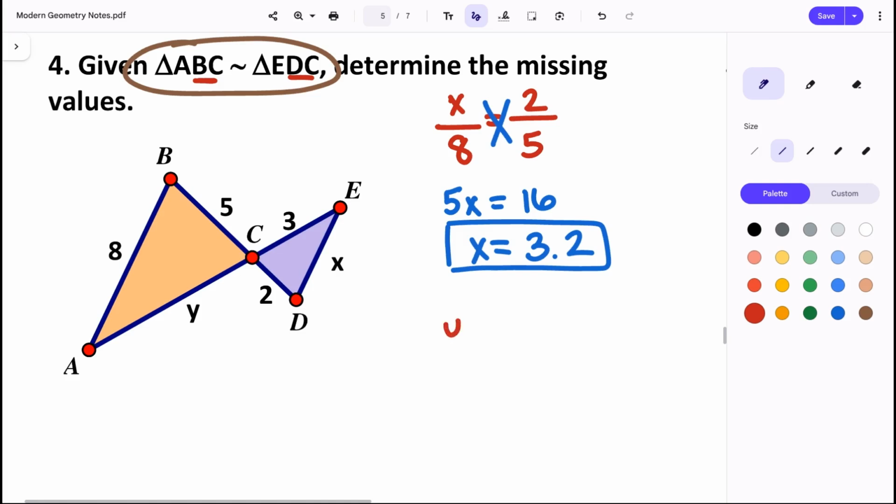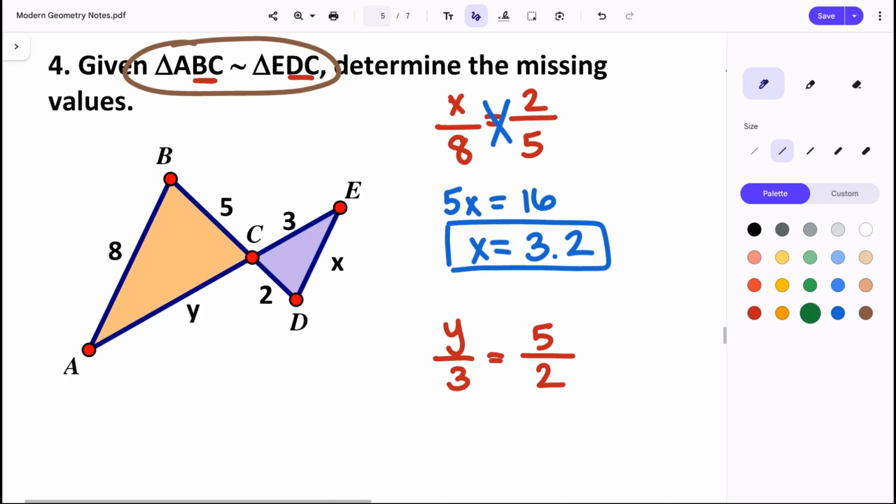Y over 3 equals? 5 over 2. Good, 5 over 2. This time we kind of switched it since we put y on top. That's from the big orange triangle. And then the 3 is from the small one, that purple-ish color. So y over 3 is now big over small. So we then had to switch the 5 and the 2. We have to flip that around too to reflect that we're switching our proportion.